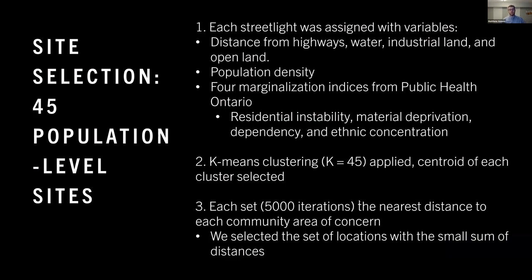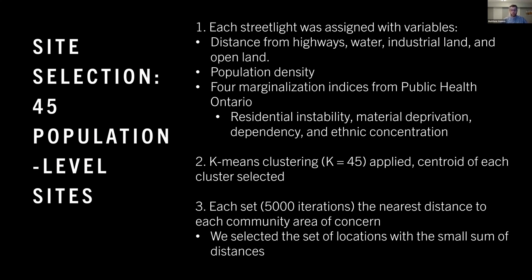Following that, we started doing what we called population sites. So this was really trying to balance these population characteristics that we were interested in. We wanted to locate a few more samplers with higher population density, so we wanted to capture more measurements where there's more people living. We also wanted to capture measurements at different distances from highways, different distances from industrial land, areas where there's open land. We wanted to make sure to capture those various conditions that occur across Hamilton.